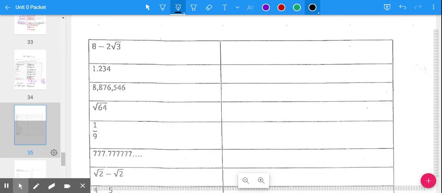For the next page, 8 minus 2 square root of 3. That square root of 3 cannot be broken down into a decimal that stops. It also does not repeat. So your square root of 2, square root of 3, square root of 5, square root of 6, square root of 7, those are all these prime numbers. Well, 6 isn't a prime number, but it's all numbers that are inside the radicand that cannot be broken down into a whole number or a decimal that ends. So anytime you see those, it's irrational.